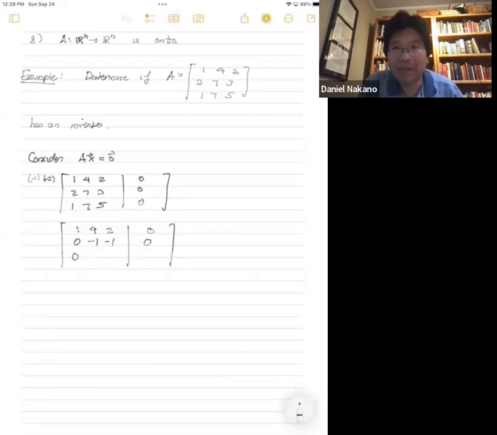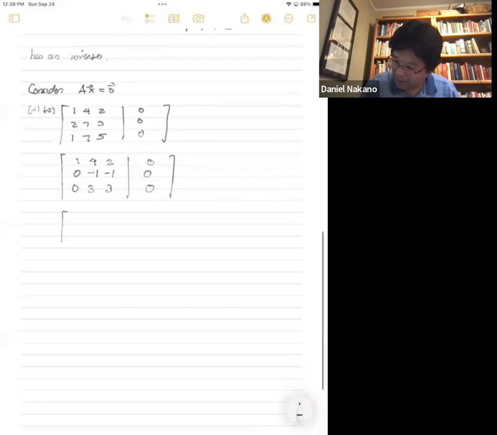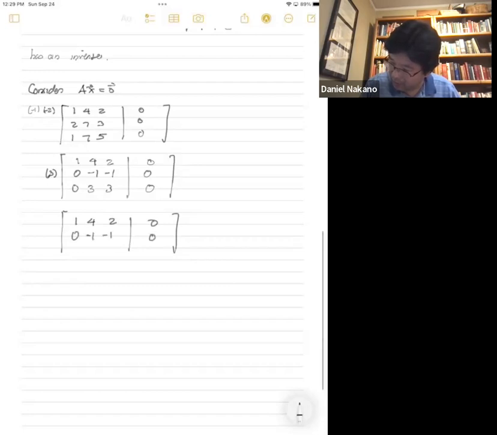Okay. All right, so multiply by minus 1. So we get a 0 here, and then what do we get? We get a 3, and then we get 5 plus 2, so it's a minus 3, and we get a 0. Okay, so then finally, going to multiply the second row by 3 and add it to the third row. 4, 2, 0, 0, minus 1, minus 1, 0, 0, 0, 0, 0.